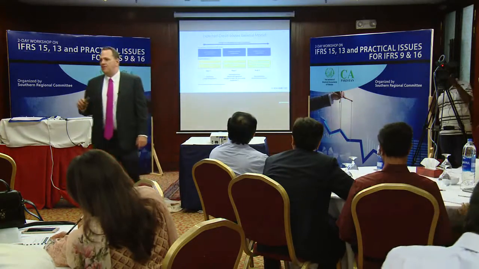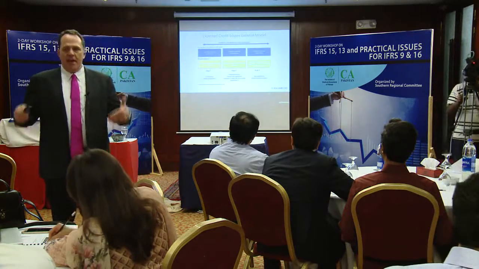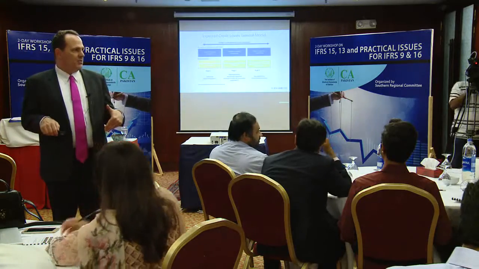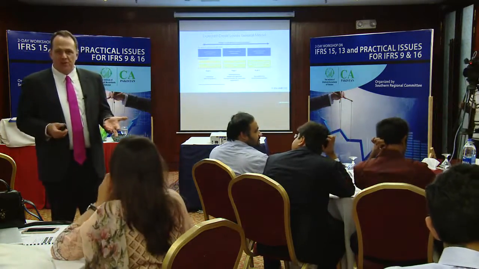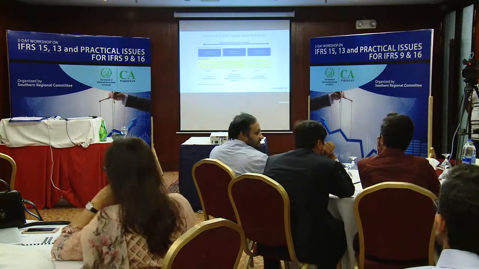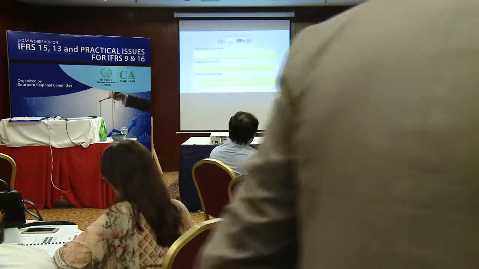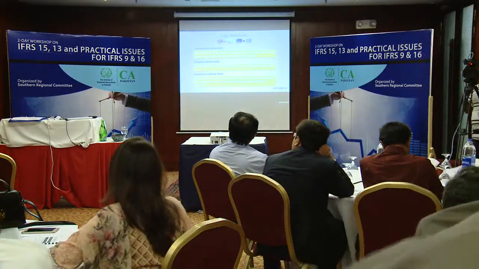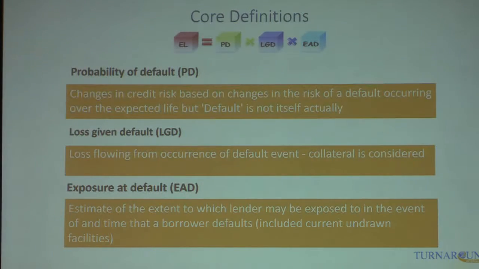And probably the best way to go through this is to go through some definitions and crunch some numbers. So unless you've done this already, this probably sounds strange. Okay? So if you haven't done this before, it will sound strange. We'll make it clear in a second. So some definitions. So the model is the expected loss is the probability of default times the loss given default times the exposure at default.